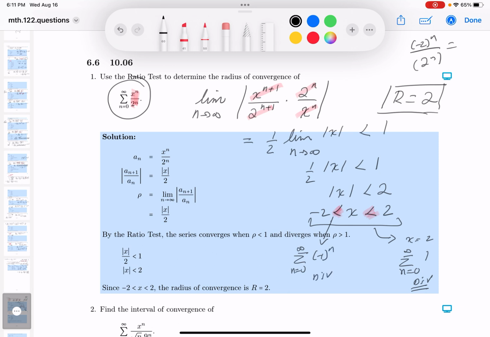This is also divergent. So the interval in this one over here, and again, they did not ask for that, is between minus 2 and 2. They asked for this. Look at the answer key. They should be indicating that over there.